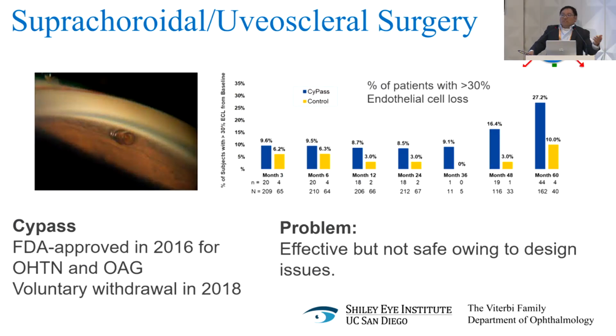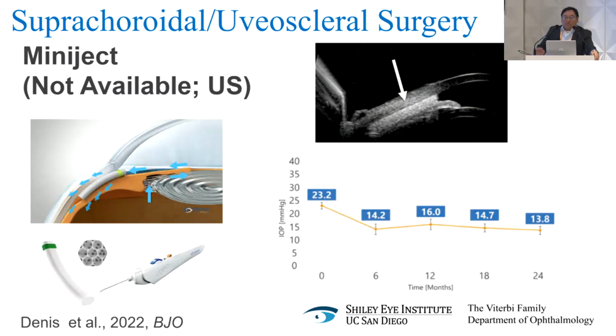Why? Because then it wasn't safe and the cornea was dying, and so the product was pulled from the market. I thought at this point that nothing would ever happen, and the whole space became radioactive. But at least there were still industry members that continued to push this space. So I give iStar a lot of credit as they continue to develop MiniJect. MiniJect is not available in the US, so I've never done it, but it is available in other places in the world. It's another implant that can go into that space similar to CyPass, supposed to be safer. But yet again, if you look at the right, pressure's not that low. Maybe in these surgeries, it should be lower.